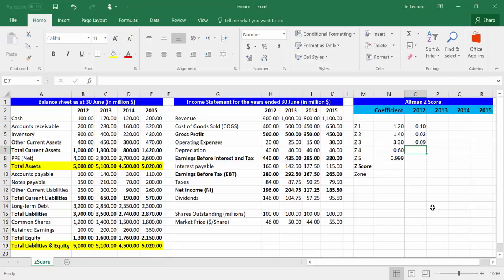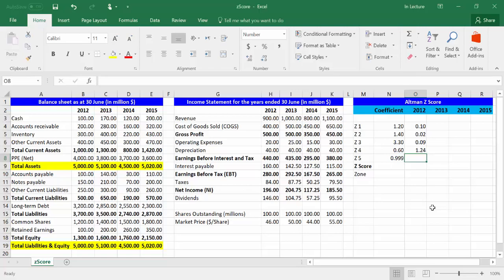Z4 is calculated as market value of equity divided by total liabilities. In cell O7, write equal, open bracket, H15 times H16, close bracket, divided by B15. Press Enter.